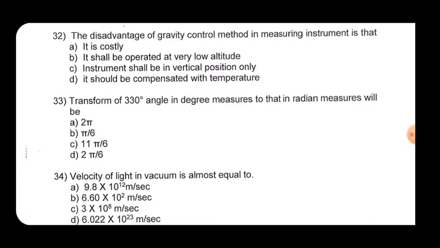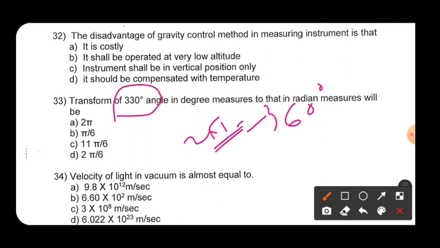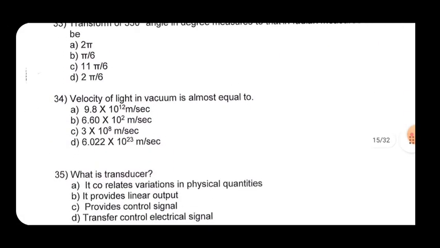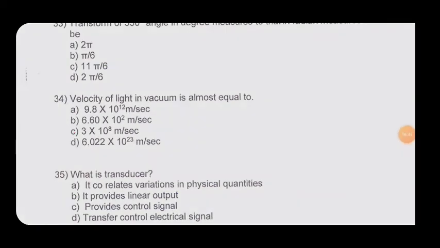So next is transform a 330-degree angle in degree measure to radian measure. Just try it. All of you know that 2 pi radian equals 360 degree. With a similar formula, you put 330 degree and you will find 11 upon 6 pi.